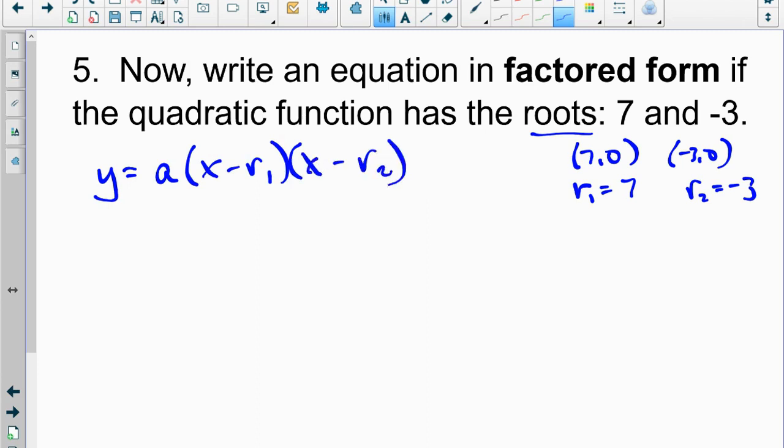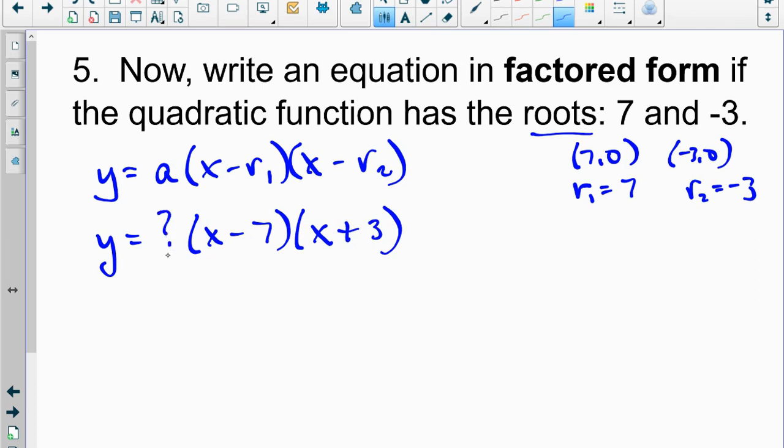And let's just sub in what we know. Okay, so x minus the first root, which was 7, times x minus the second root, which was negative 3. And you remember what happened on that last one? Instead of writing it as x minus negative 3, I'm going to end up simplifying that. So I'm just going to do that now and write it as x plus 3.